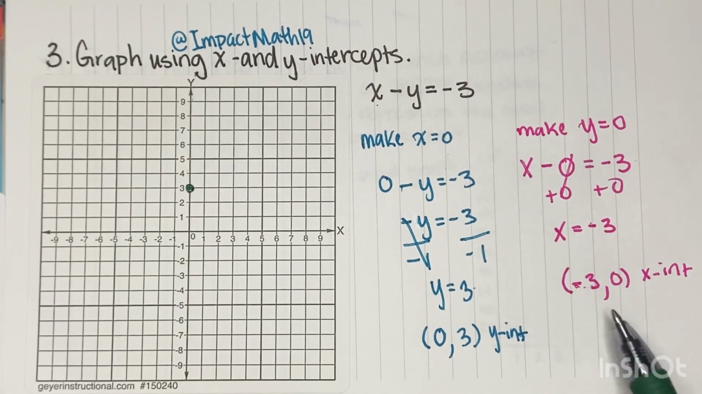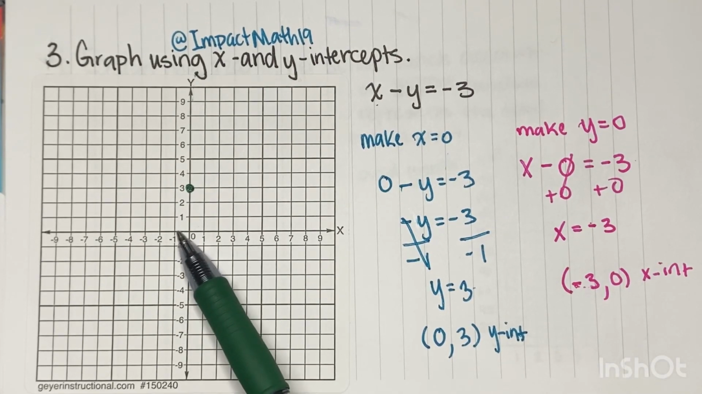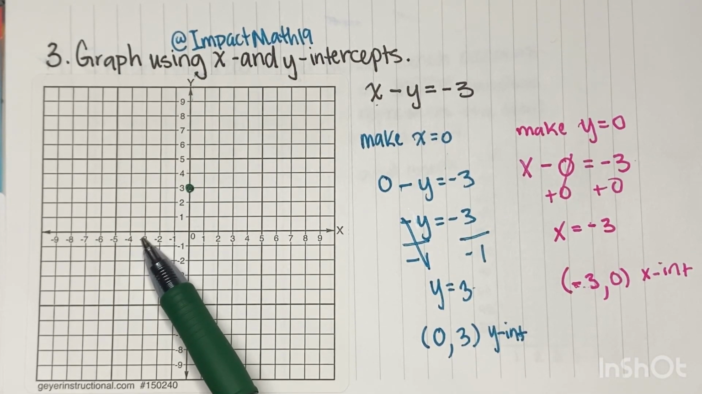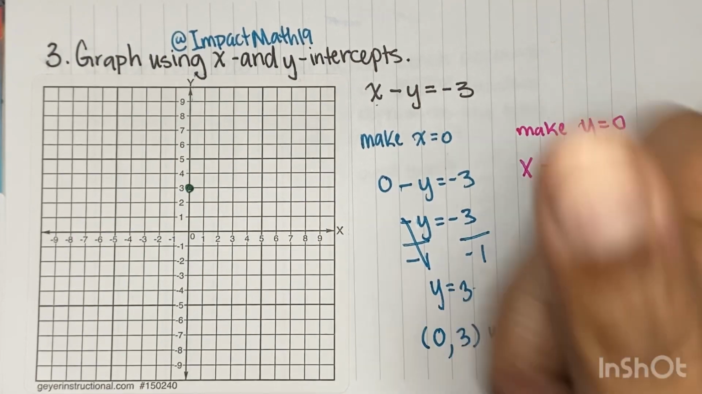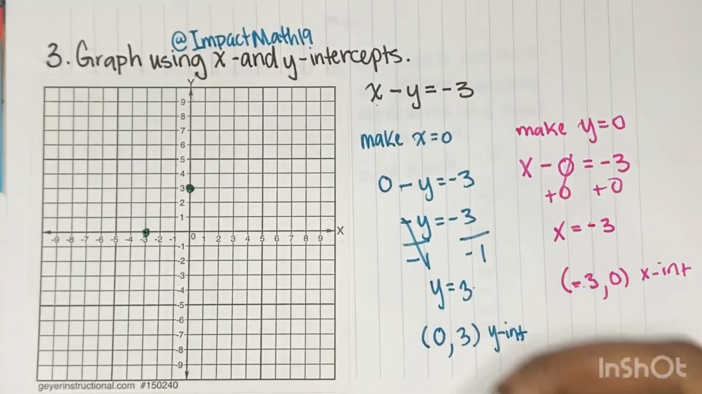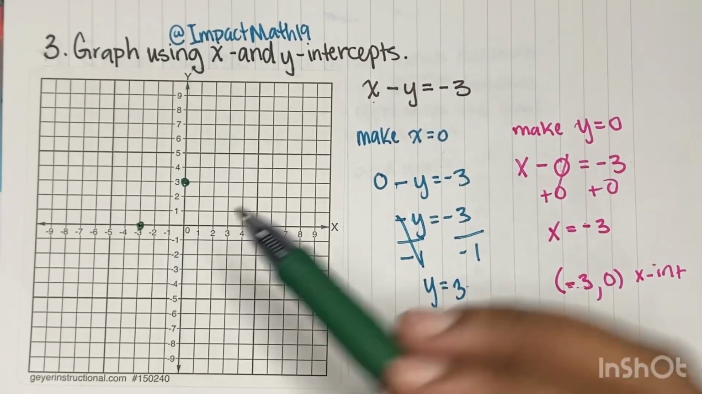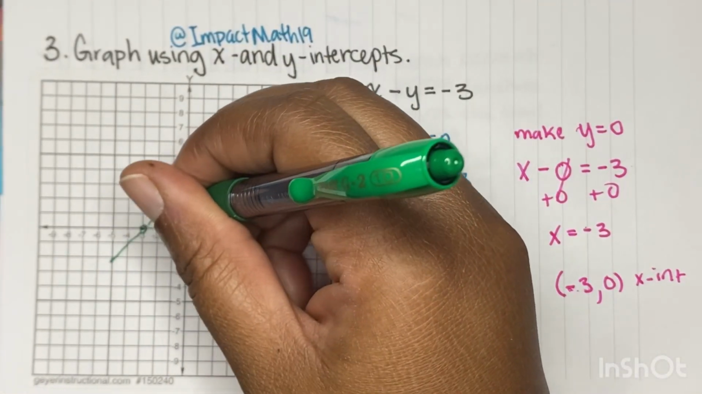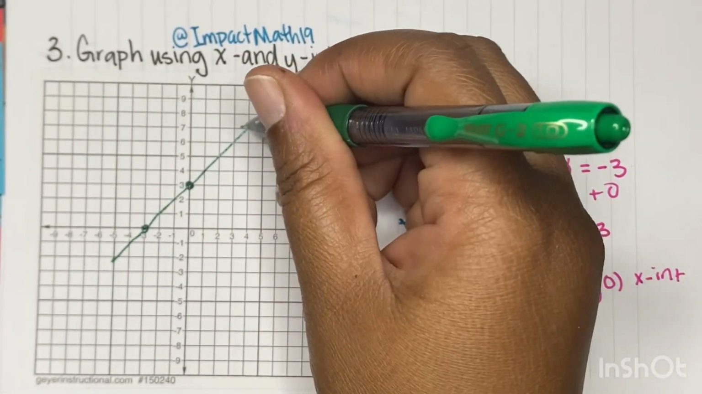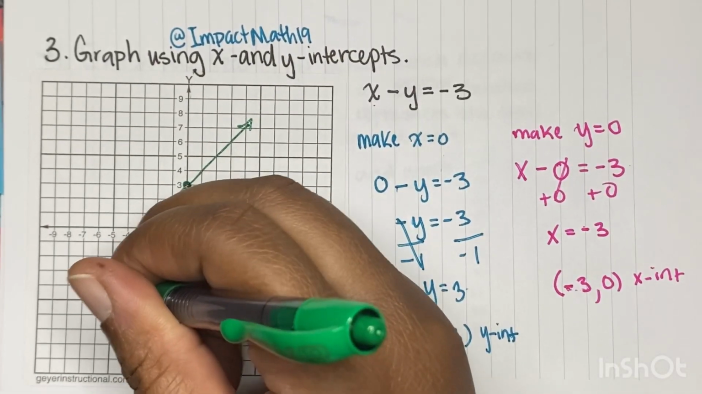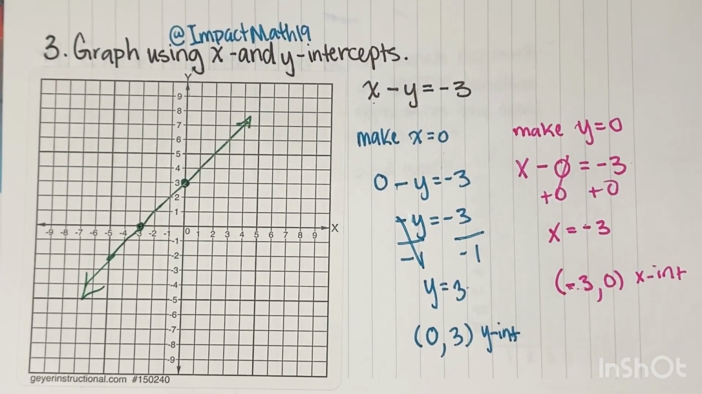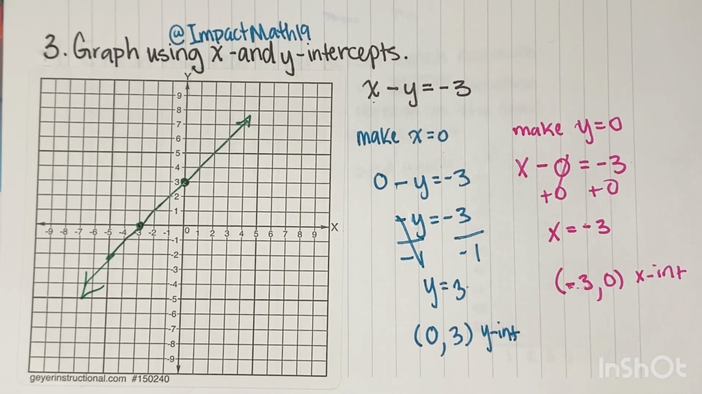Now we have negative 3. So I'm going to negative 3 on the x-axis. And then I have a 0 for y, so I don't move. And this is my x-intercept. So now we connect those. And this is how we graph using x and y intercepts.